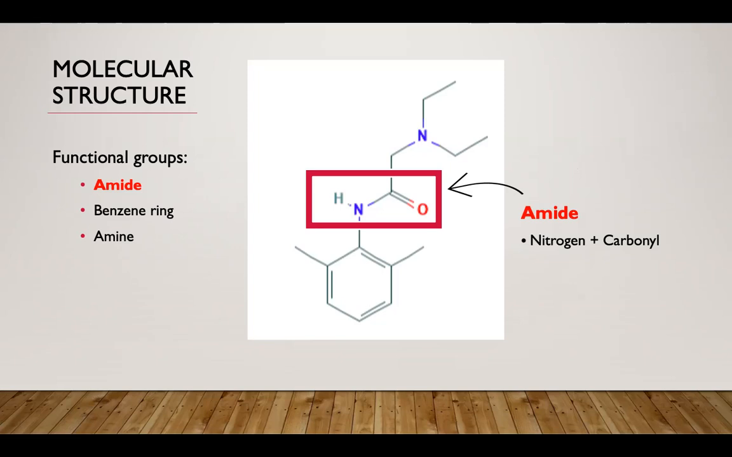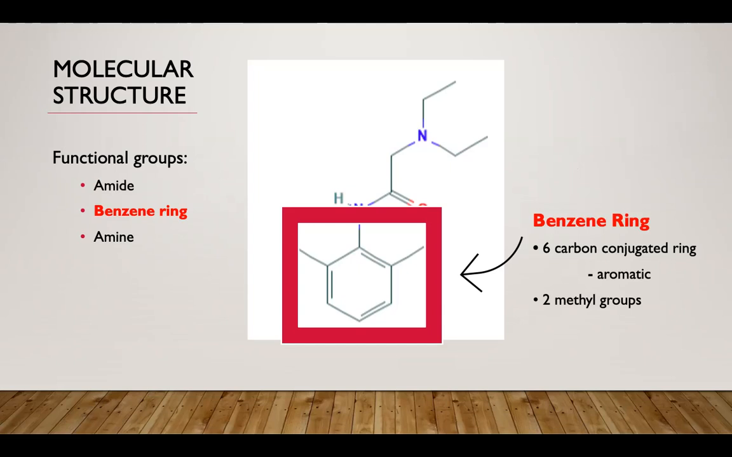The first functional group is the amide, and it is found in the middle of the molecule. It is made up of a nitrogen atom bound to a carbonyl and a hydrogen. At the bottom of the molecule, we see a benzene. This functional group is made of 6 carbons bonded in the shape of a ring.